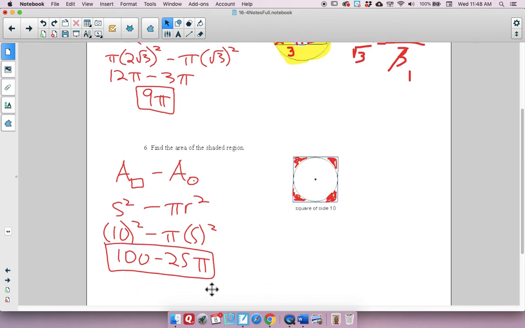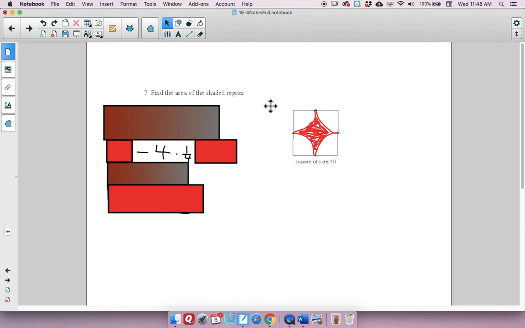Now, one way of checking this is to make sure you don't get a negative area. And by the way, 25 times pi is 25 times something less than 4. 25 times 4 would have been 100, and that would have been no good because we can't have an area of 0. So multiplying by something less than 4, we know this is going to be a positive number. Okay, cool. Onward. Our last problem, find the area of the shaded region.